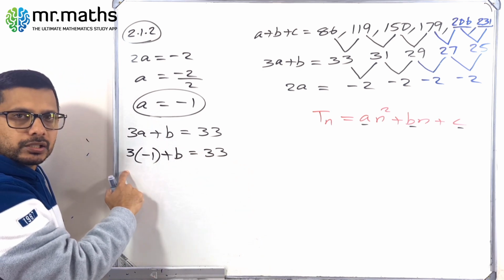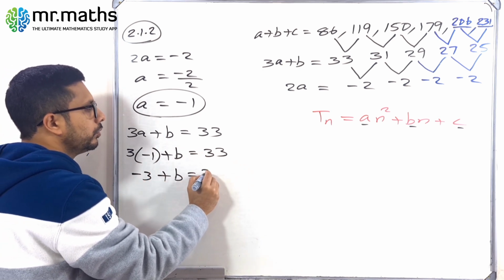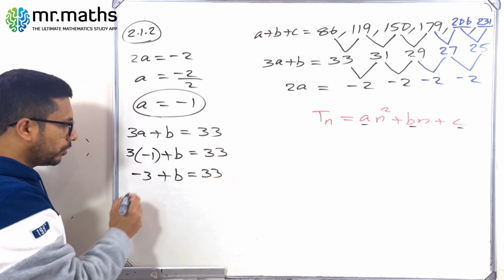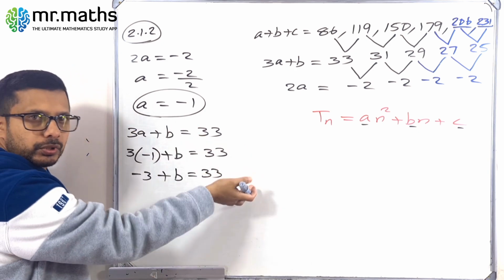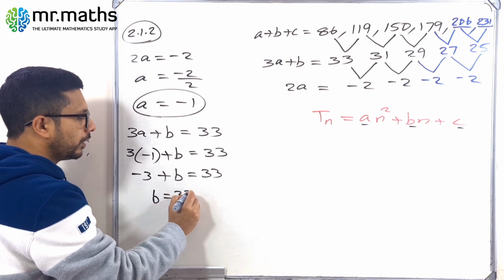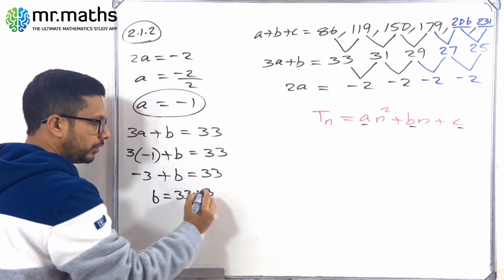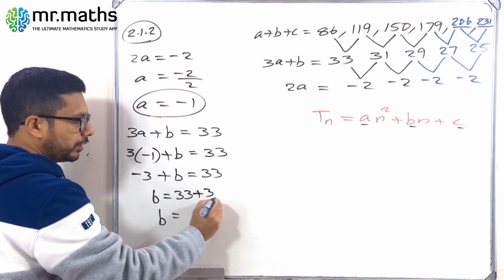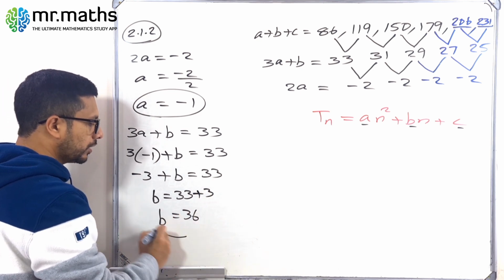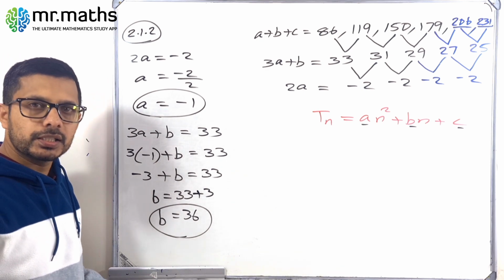3 times minus 1, that is minus 3, plus B is equal to 33. So this minus 3, if I take to the other side, it is plus 3. So B is equal to 33 plus 3, that is 36. So now I got the value of B as 36.